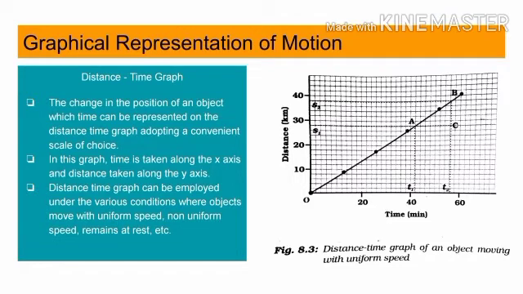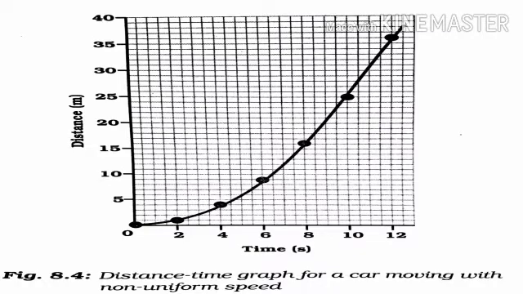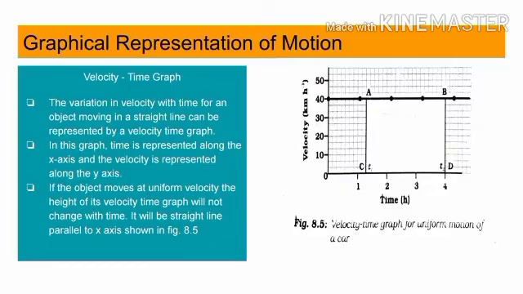Graphical representation of motion. Distance time graph. The change in the position of an object with time can be represented on the distance time graph, adopting a convenient scale of choice. In this graph, time is taken along the x-axis and the distance is taken along the y-axis. Distance time graphs can be employed under various conditions: objects moving with uniform speeds, non-uniform speeds, remaining at rest, etc. This is the graph showing the distance time graph for a car moving with non-uniform speed.